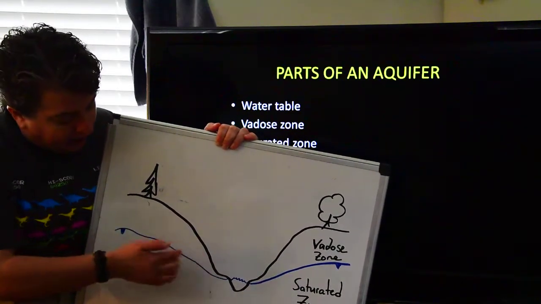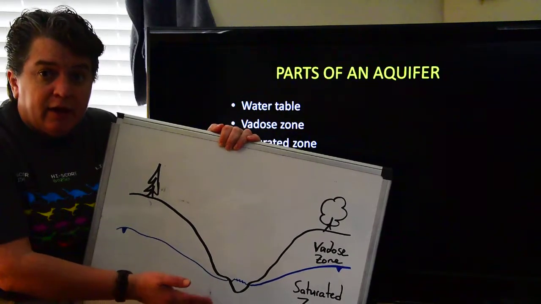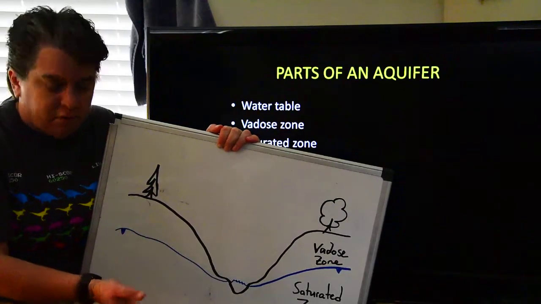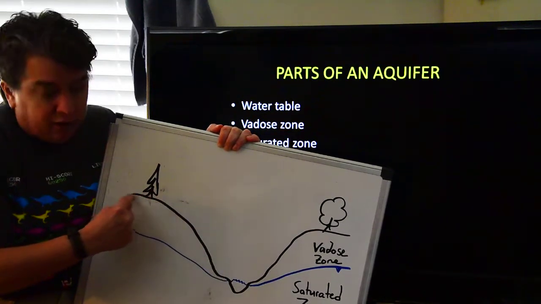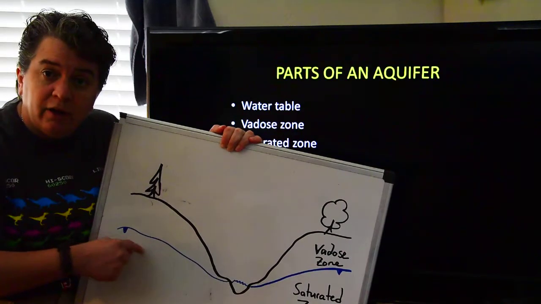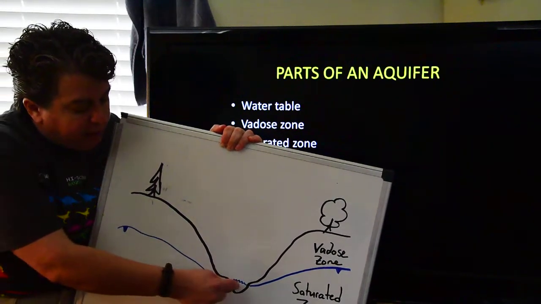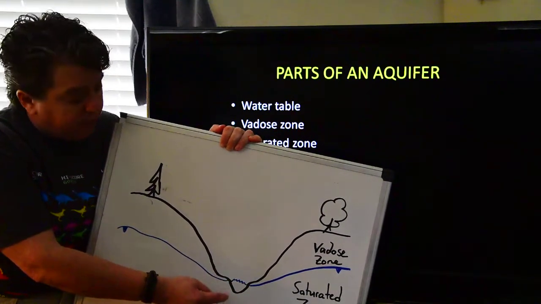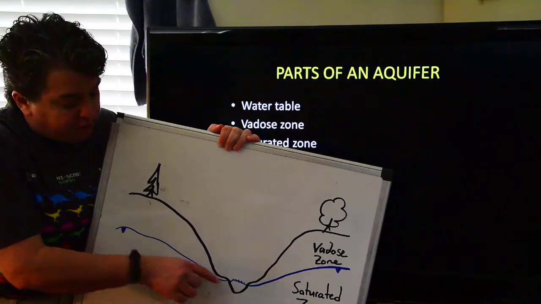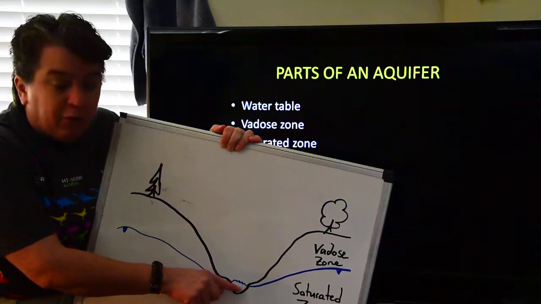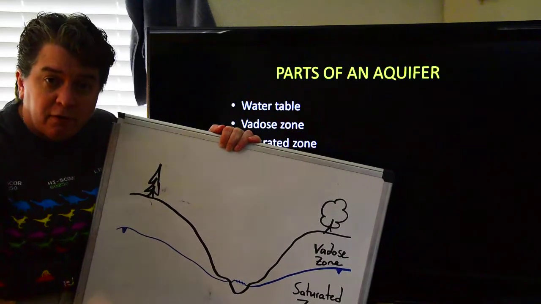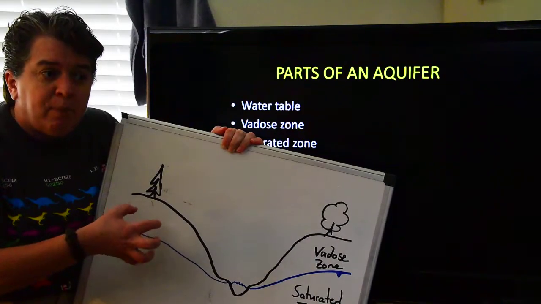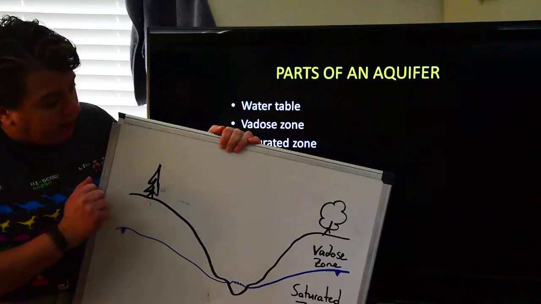Notice the way I have this water table drawn. It's usually a subdued mirror of the surface topography. So if we have a hill on the surface, we have a hill in the water table. And any place we have surface water, like a little stream or a pond or something like that, any place that we have surface water is a place the water table intersects Earth's surface. And so there's our typical, very basic aquifer that we would have.